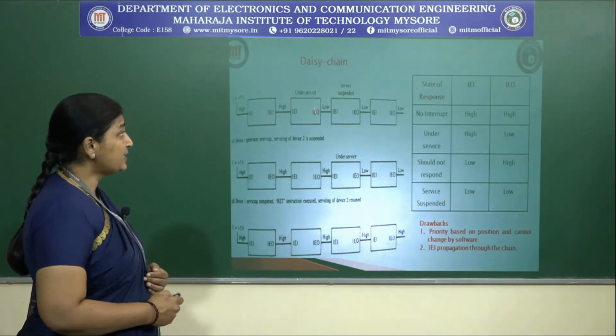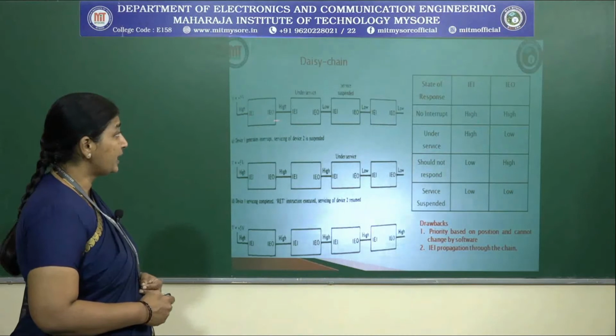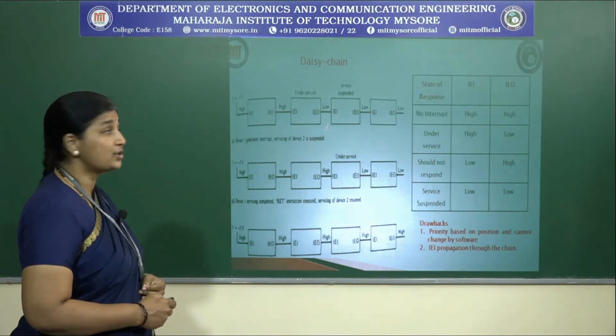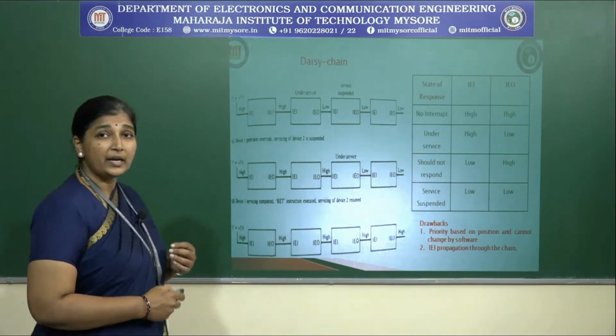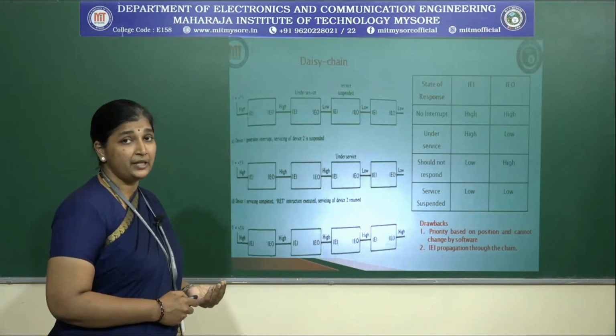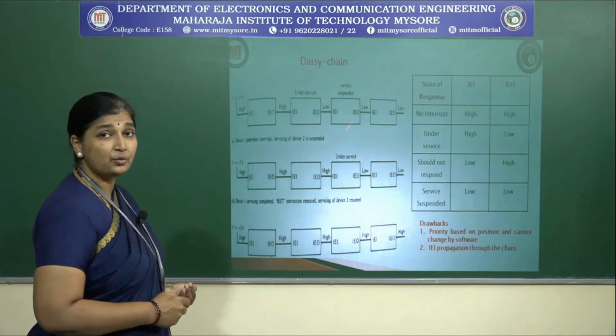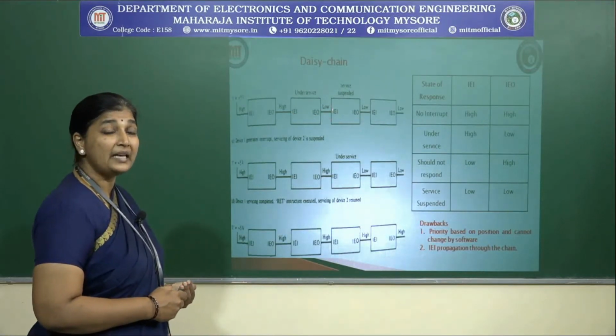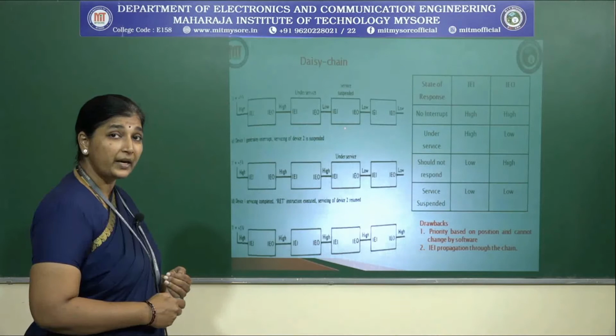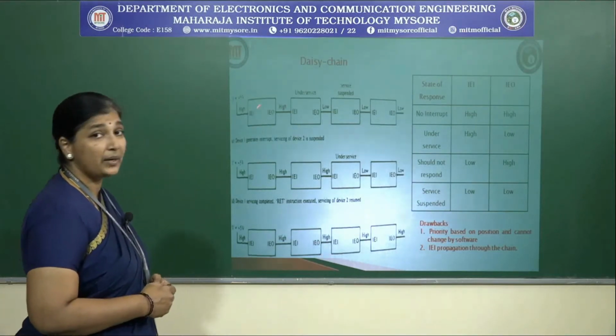Device 0 is still at high. Device 1 tries to say that, I'm sorry, I also have an interrupt that needs to be addressed. So what will happen when it has to be addressed? Then IEO becomes low, correct? So now this is how it looks like.